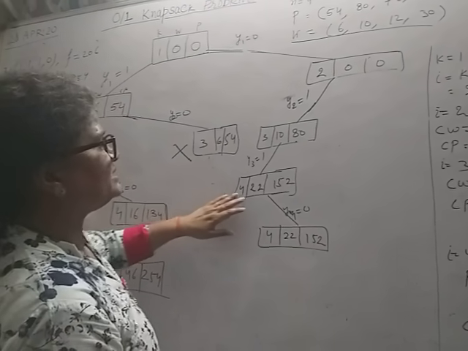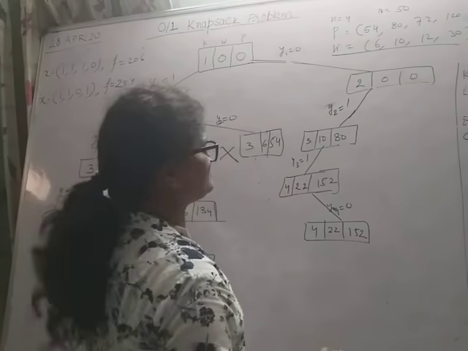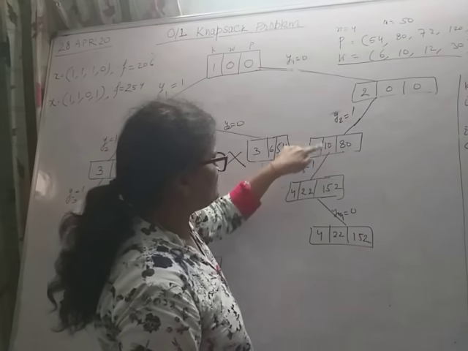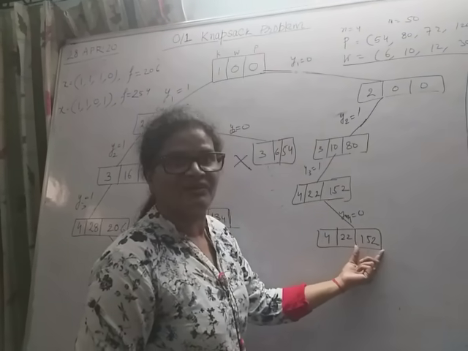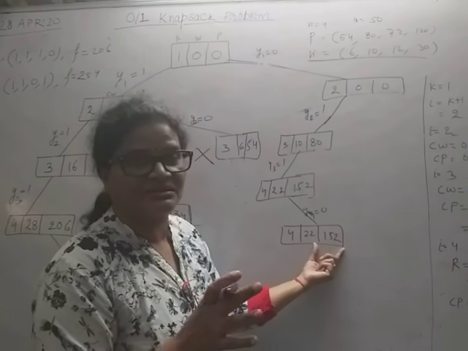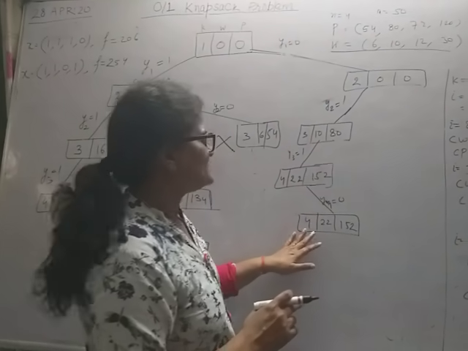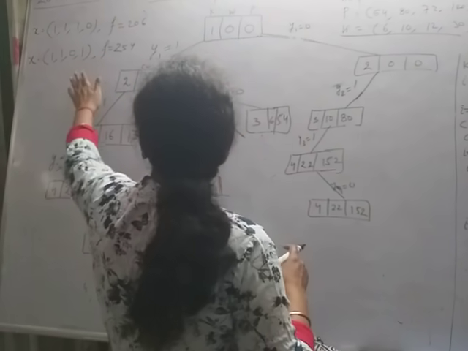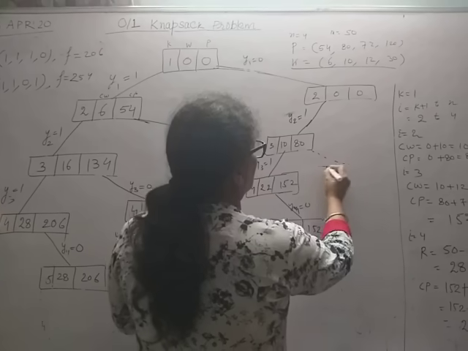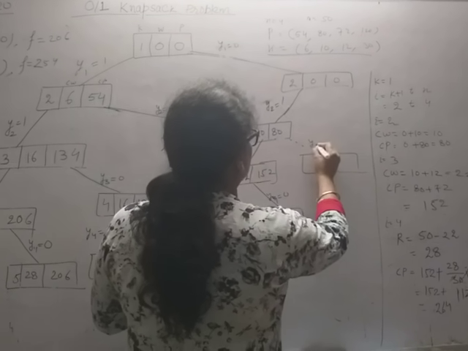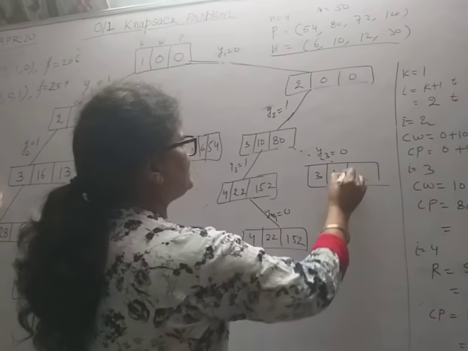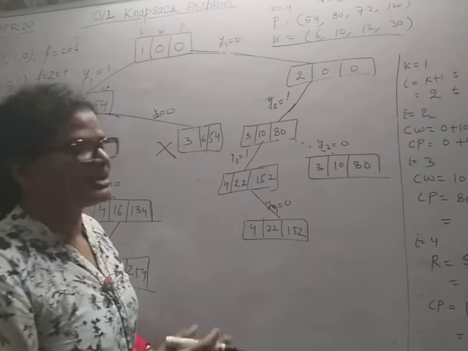But already our solution vector has profit 254. So one vector is 0, 1, 1, 0, but its profit is 152, which is less than the profit of the solution vector generated so far. So I will not override this x. Now here again we go for y3 equal to 0. If y3 equal to 0, then the same is copied, no change in the weight and profit.